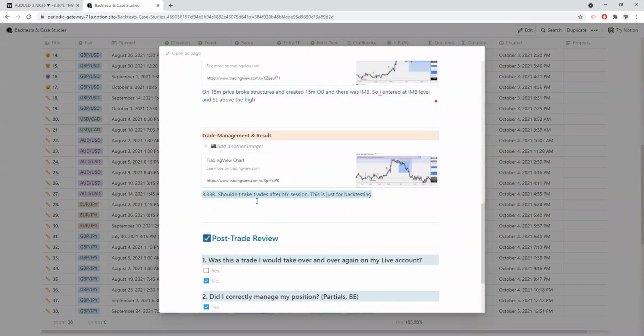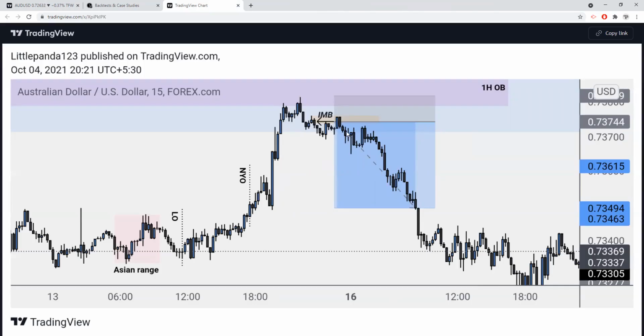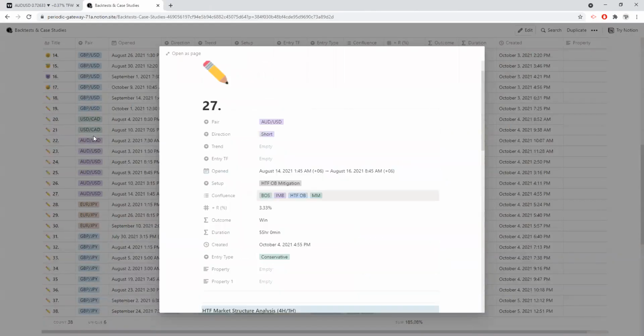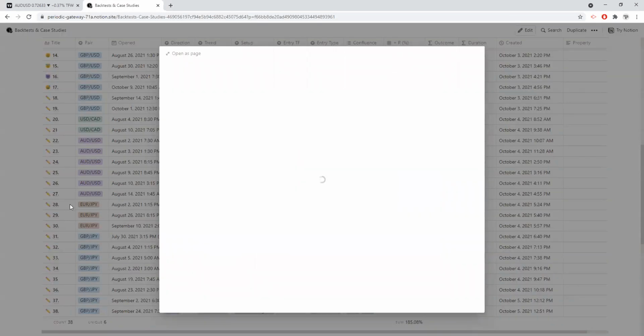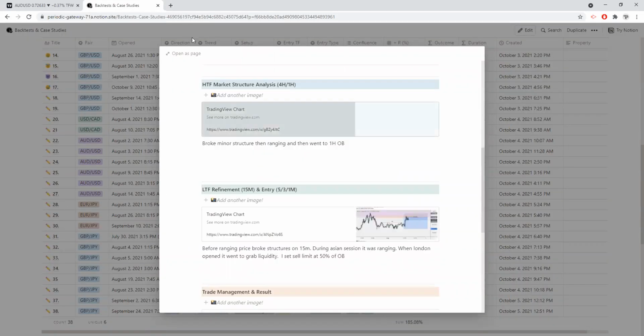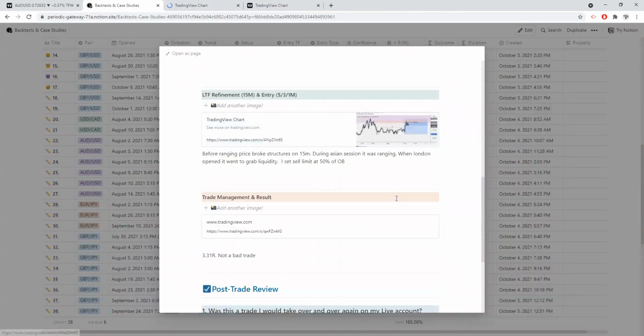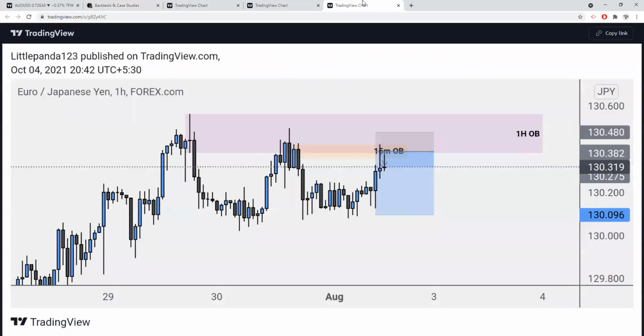Shouldn't take trades after New York session. This was just for backtest. This is Aussie dollar. Aussie dollar, yeah, this one is a good pair. I'm really looking to start trading this one because EU is really bad nowadays. Aussie dollar tends to move all day, even during Asia.